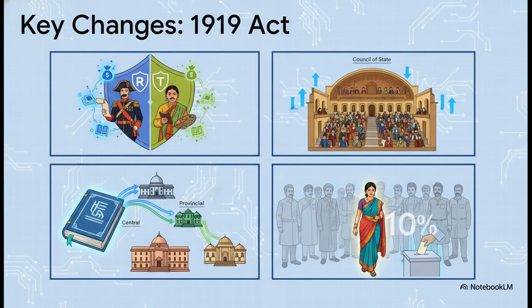Well, at the provincial level, they split all the government subjects into 2 lists. The reserve subjects, the important stuff like finance and police, stayed with the governor. But the transferred subjects, like education and health, were handed over to Indian ministers.